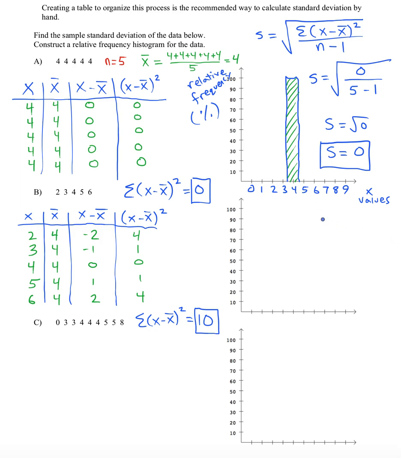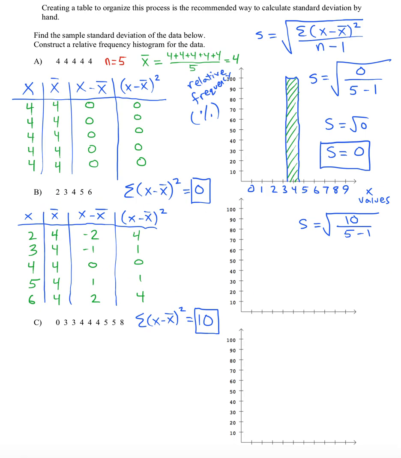Alright, so we're going to plug in, use the same formula as before. We're going to want a 10 on top and an n minus 1 on bottom. That'll be 5 minus 1. Now before we calculate that value, let's go ahead and make a relative frequency histogram out of this data.